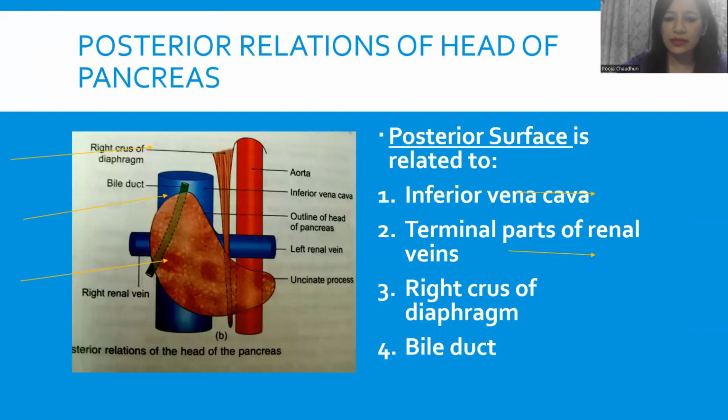Next are the posterior surface relations of the head of the pancreas. As we can see, at the back side of the head of the pancreas we can find the inferior vena cava, the terminal parts of the renal veins, the right crus of the diaphragm, and the bile duct.